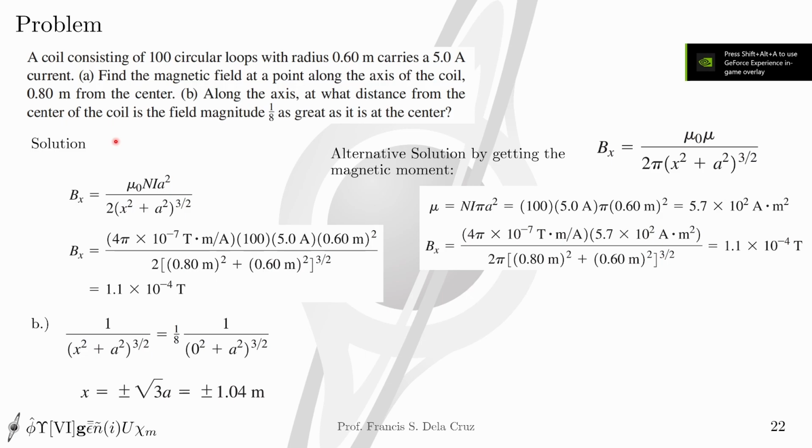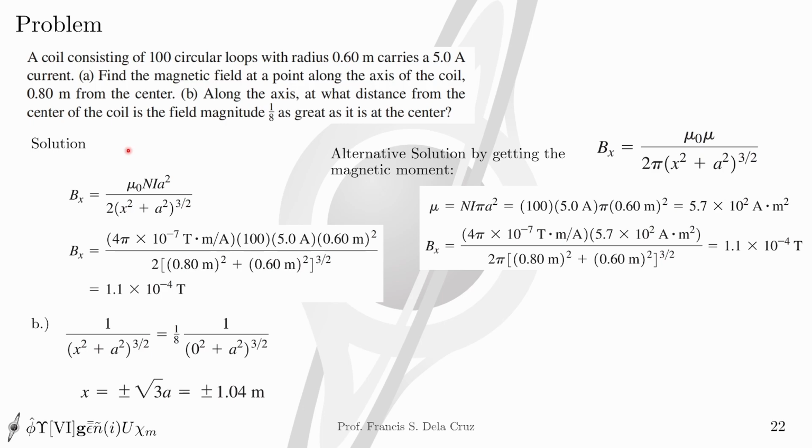A coil consisting of 100 circular loops with radius 0.60 meters carries a 5 ampere current. Letter A. Find the magnetic field at a point along the axis of the coil, 0.80 meters from the center. Letter B. Along the axis, at what distance from the center of the coil is the field magnitude 1/8 as great as it is at the center?